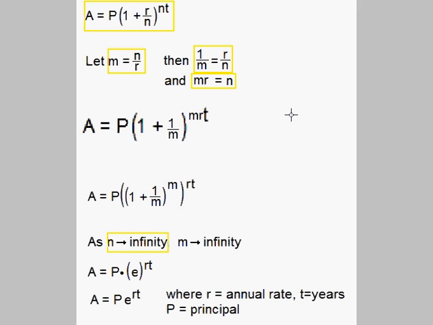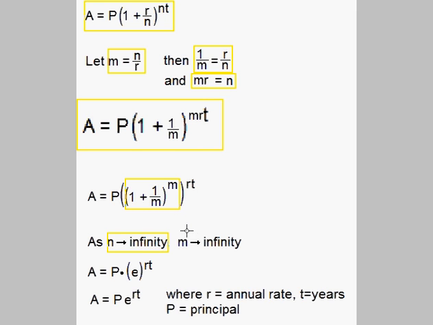So now we have the equation A equals P times the quantity 1 plus 1 over m to the mr t power. Now we can rewrite that as A equals P times this quantity 1 plus 1 over m to the m power, all raised to the rt. Now where have you seen that before? 1 plus 1 over m to the m power. Well, that's E if m is going to infinity.